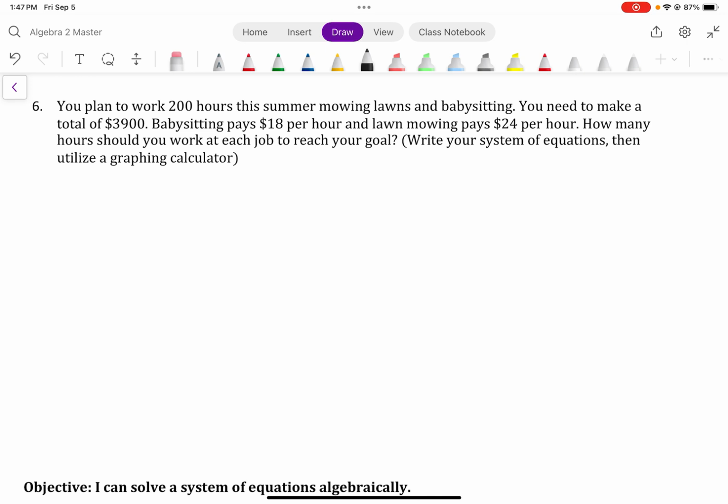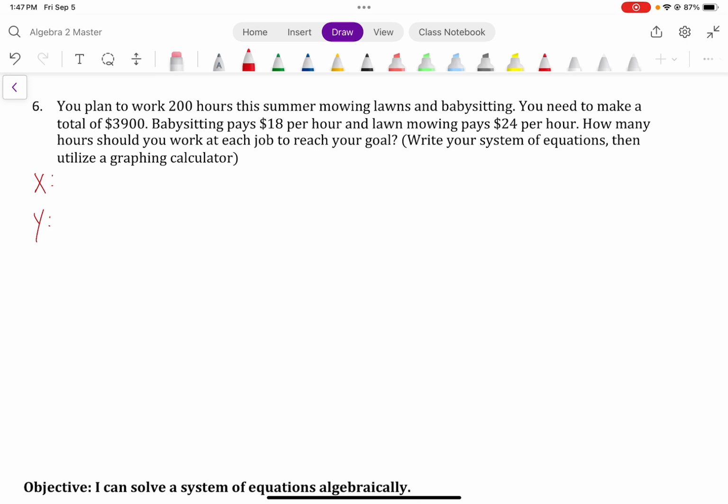The fact that it says write your system of equations should be a spoiler, a hint of sorts that we're going to have multiple variables. In this case, we are going to have two. We should define them. I'm boring, and I use x and y. You can use whatever letters you want. It really doesn't matter. I just prefer an x and y for consistency's sake.